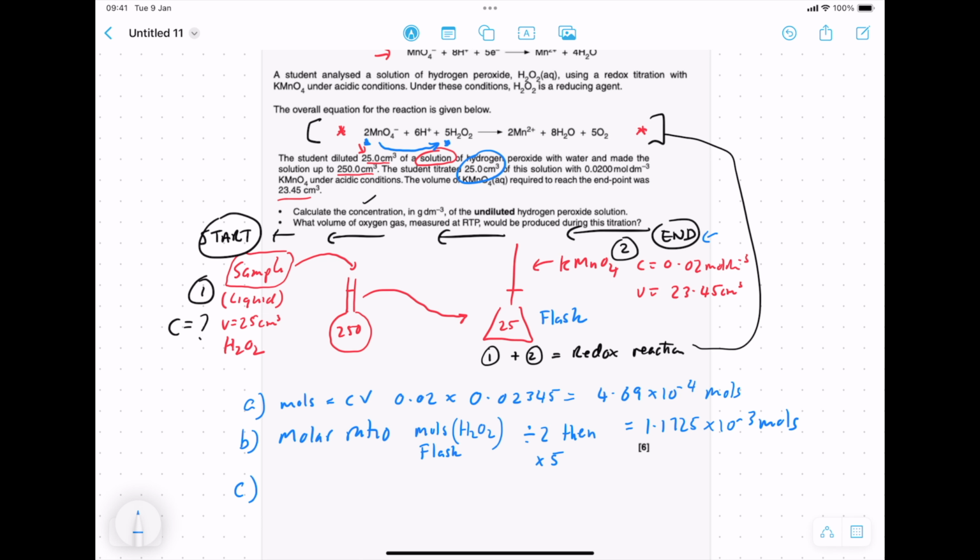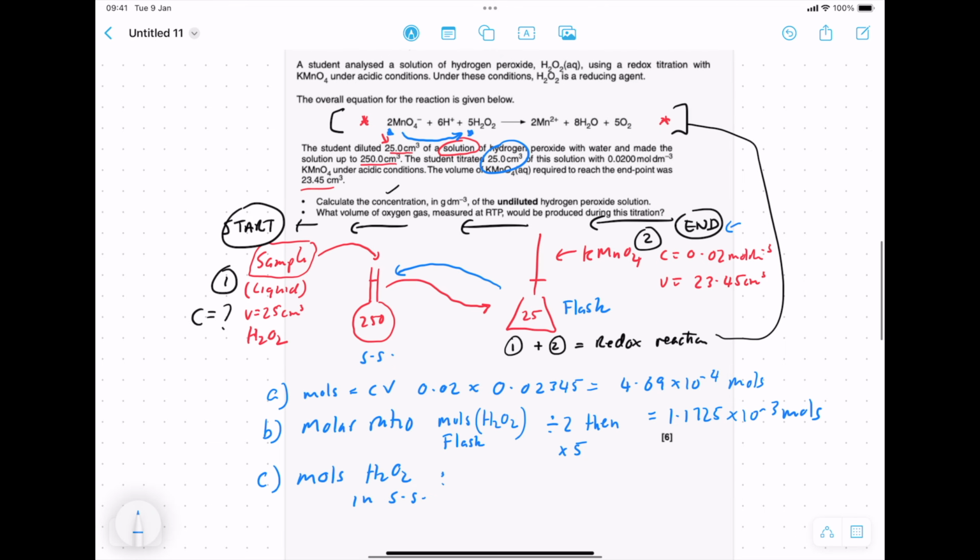So now the next thing I need to do is, we're going to start going backwards. We need to go back to this point now, the standard solution. So we want to find the moles of H2O2 in the SS, the standard solution. To do that, you can see 25 is simply a tenth of 250. So this is 10 times as much moles in the standard solution.